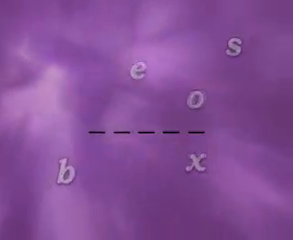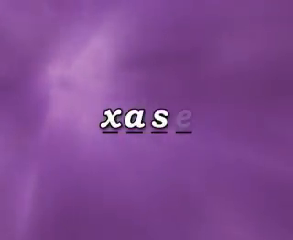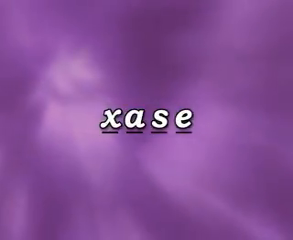What shall we do now? I tell you what, I'll give you some letters all jumbled up and you try and make words out of them. Now these letters are all in the wrong order, okay? You ready? O, S, B, E, X. That's B-O-X-E-S. Boxes. Let's try one more. X-A-S-E. That is axes. Axes.